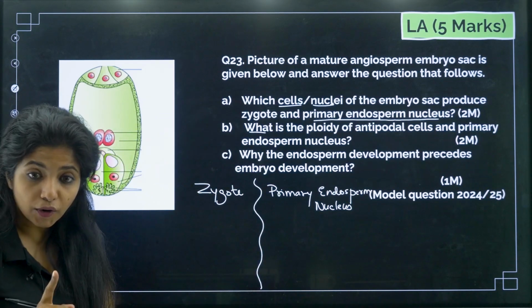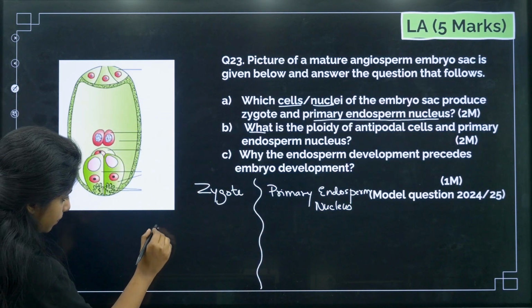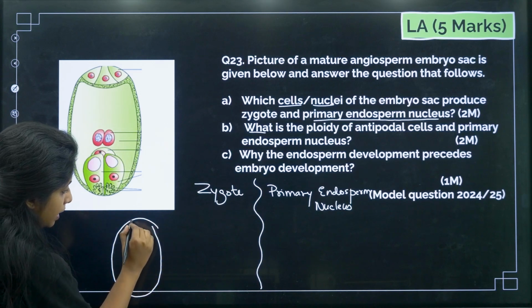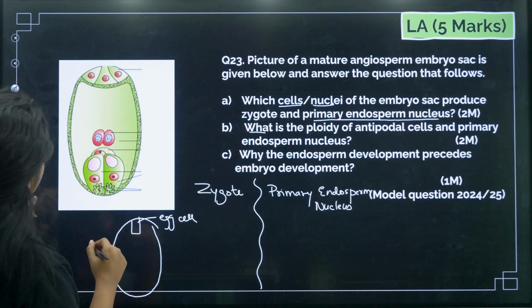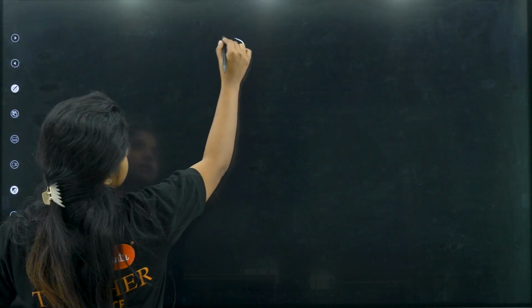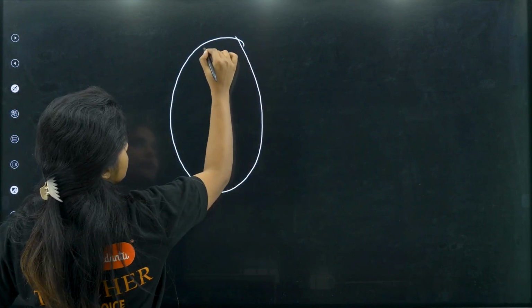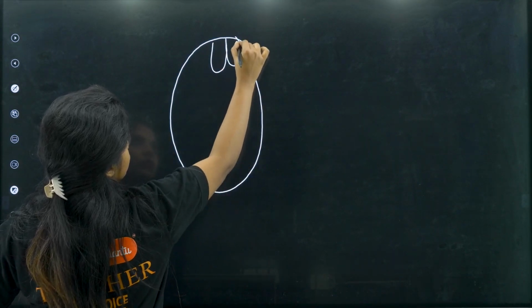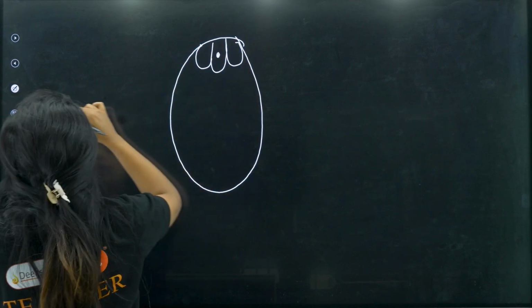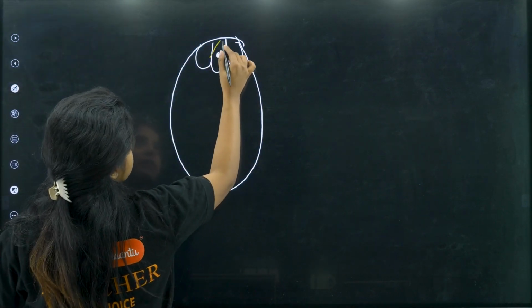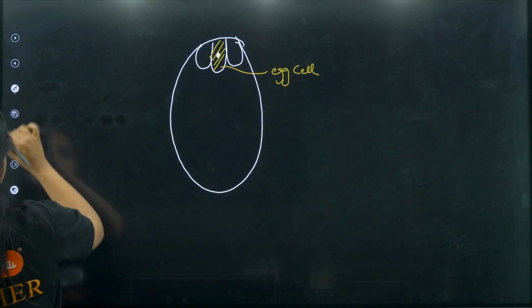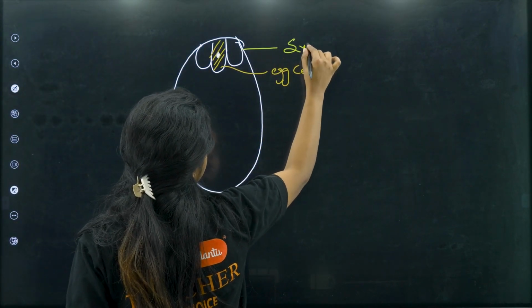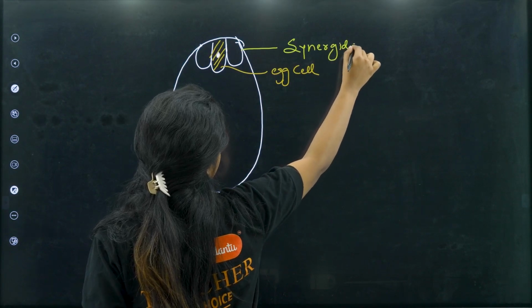Suppose this was the embryo sac which was formed. I need more space, so this might go when I erase it. Okay, this is the embryo sac. 1, 2, 3 cells are there. One cell is the egg cell, which I'm going to color. These cells that you see over here, what do you call them? Synergids.